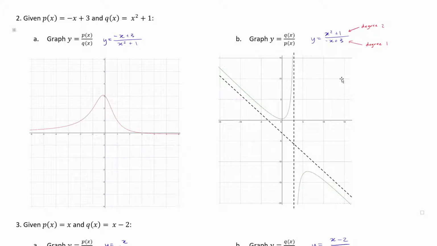I have a slant asymptote or an oblique asymptote because the numerator is 1 degree higher than the denominator. Let me repeat. We have a slant asymptote because the numerator is 1 degree higher than the denominator. And again, we're not going to go into detail about that now. We're going to cover that later. But that's all you need to know for now, is that if the numerator is 1 degree higher than the denominator, you will have an oblique asymptote.